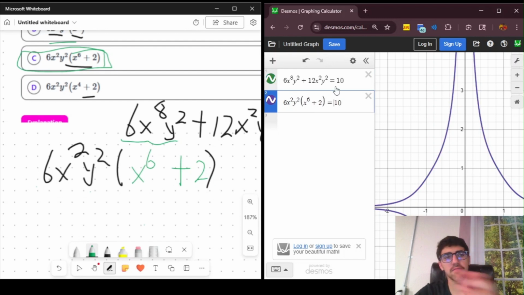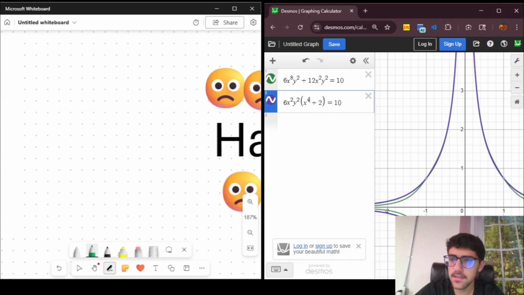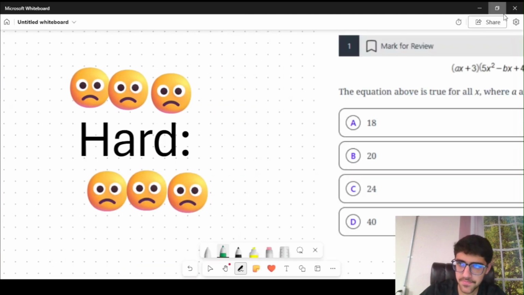So it's a bit more confusing using Desmos, but it is possible, like I just showed you guys. And if you put the last one, the 4th, it's going to be close, but it's not going to be right. See, it's almost close, but it's the wrong line. So that's how you solve this one with Desmos. And yeah, it's time for the hard question.